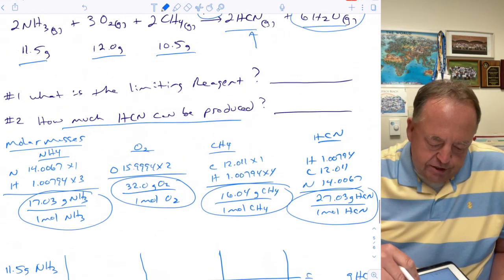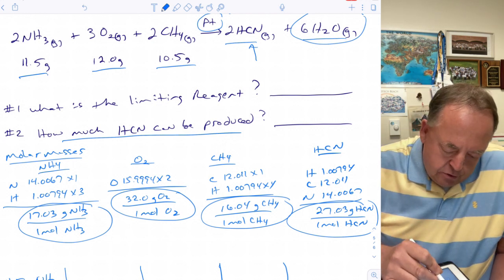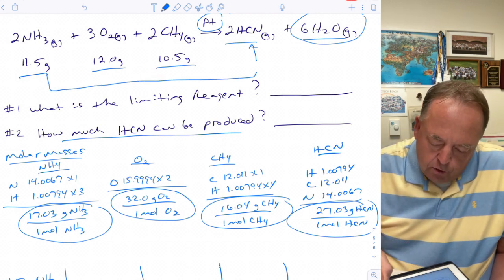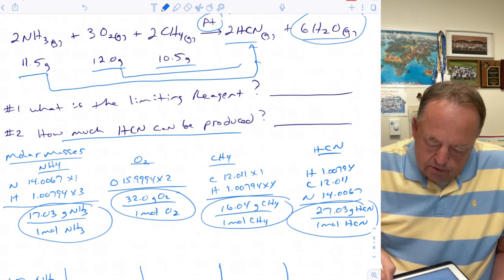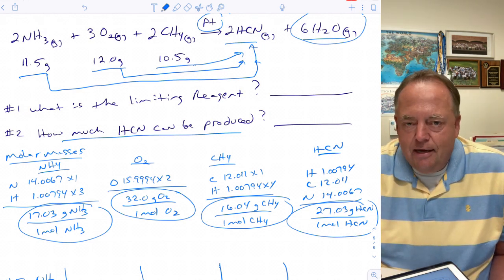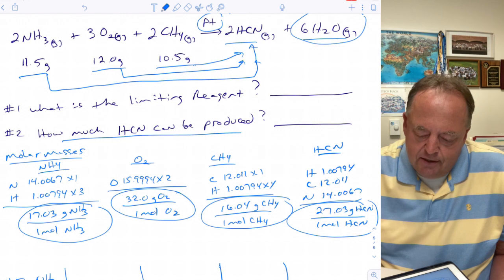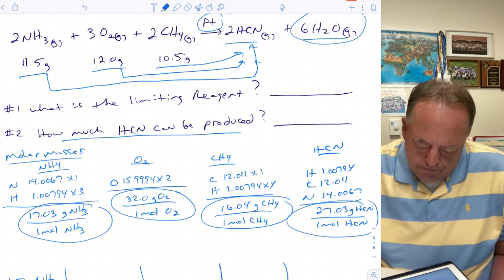So now let's convert each of these grams to moles. What I'm going to do is go ahead and do the full conversion, go from grams of this to grams of that, and grams of this to grams of that, and grams of this to grams of that. Whichever one produces the least amount of HCN, that's the limiting reagent, and that's the maximum amount of HCN that you can produce.